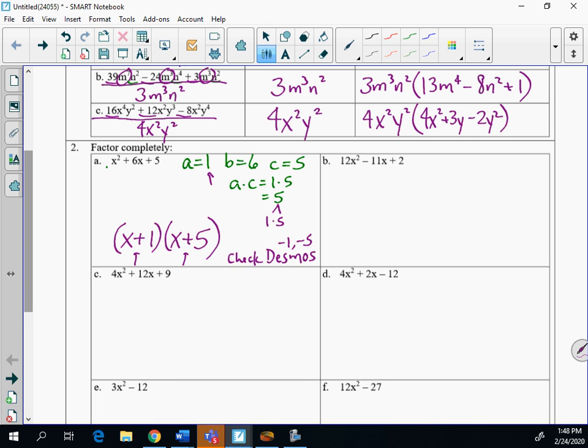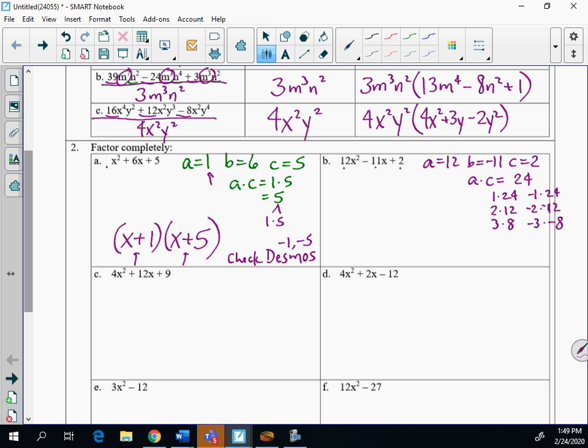For B, again, is there a GCF? No. So we go about doing our a equals 12, b equals -11, c equals 2. A times c will give us 24. And we need 2 numbers that multiply to 24. So it could be 1 and 24, or negative of both of those. 2 and 12, or negative. 3 and 8, or negative.